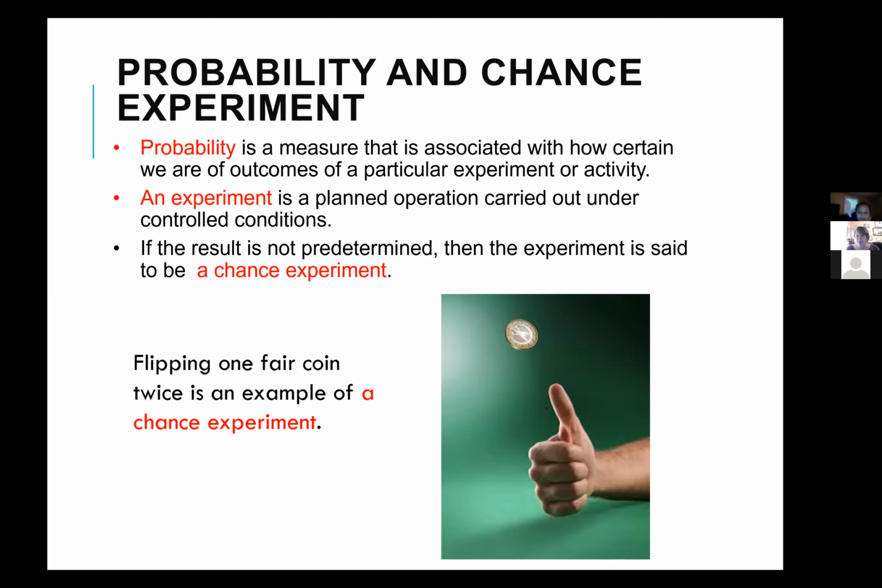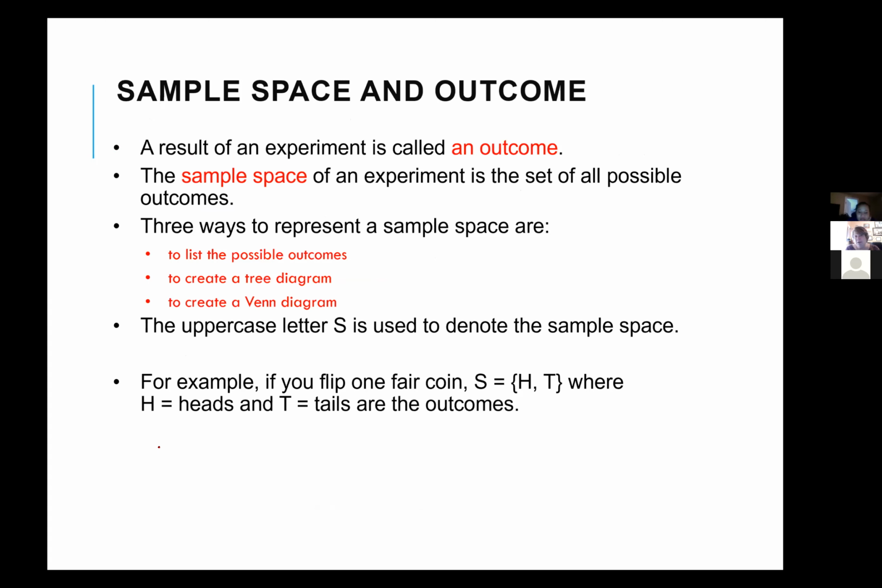If the result is not predetermined, then the experiment is said to be a chance experiment. Examples of a chance experiment are the two that I've talked about: drawing a card from a deck of 52 playing cards or flipping a coin. Since I don't know when I flip a coin what I'm going to get, a head or a tail, that is a chance experiment because I don't know what the result is going to be. The result of an experiment is called an outcome. The sample space of an experiment is all the possible outcomes.